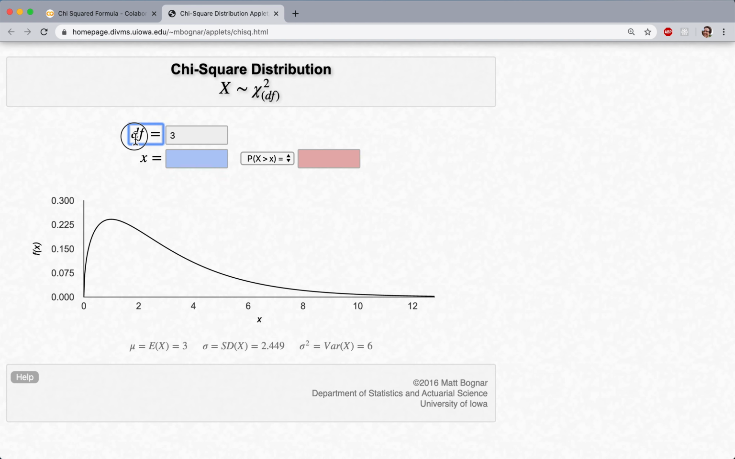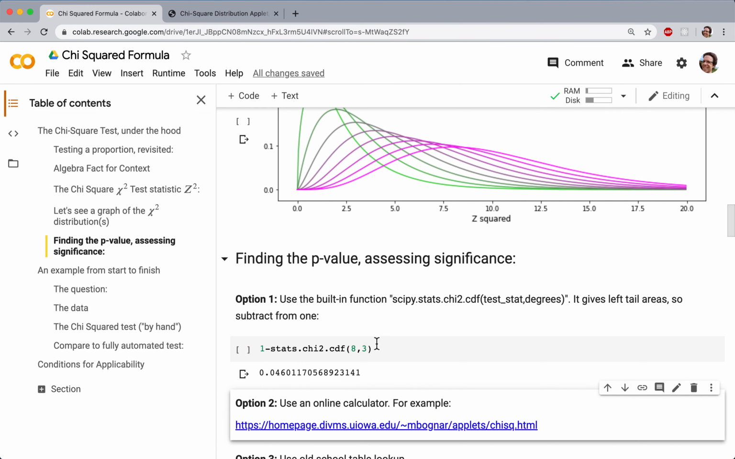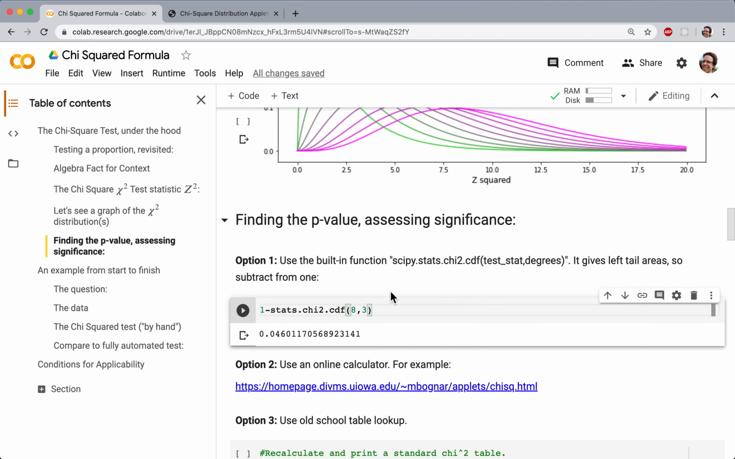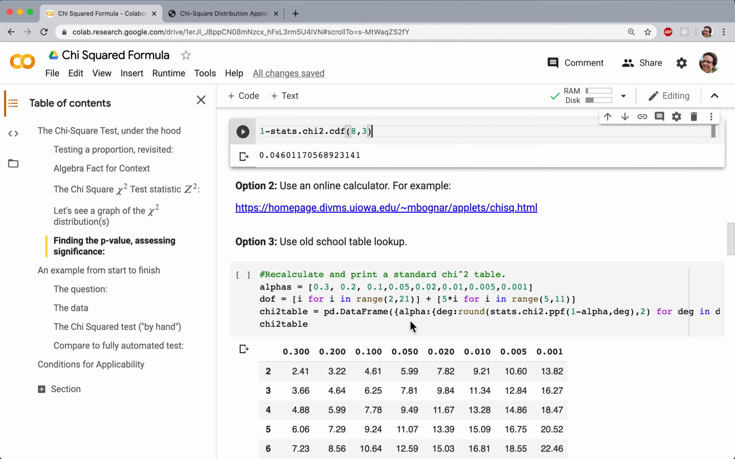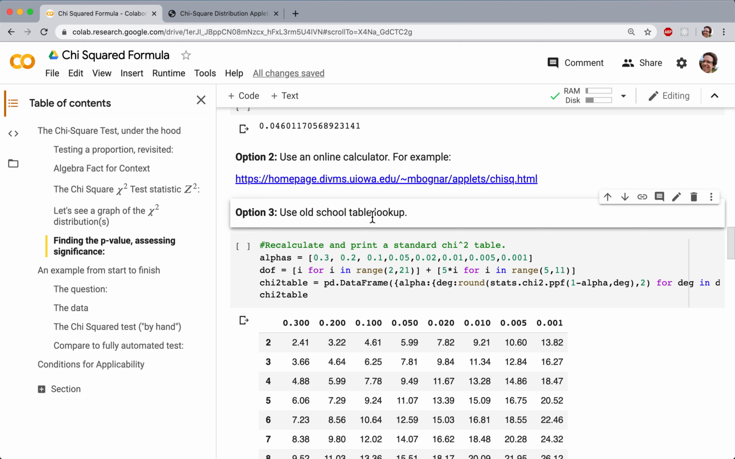This DF here stands for degrees of freedom. It doesn't stand for data frame, so don't get confused with the standard notation for a data frame in Colab. So option 1 was we actually use this function, which you can copy from this workbook, which will be linked in the comments. Option 2 is we use some sort of online calculator, and that works just as well. Option 3, I'm including because it's the traditional way, but I'm also kind of calling it old school. Option 3 is we use a table lookup.